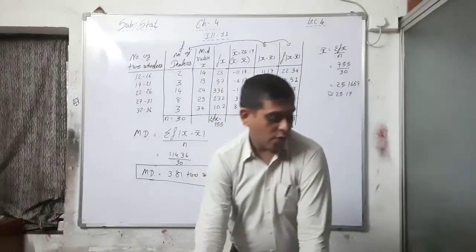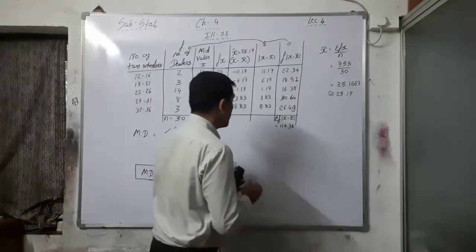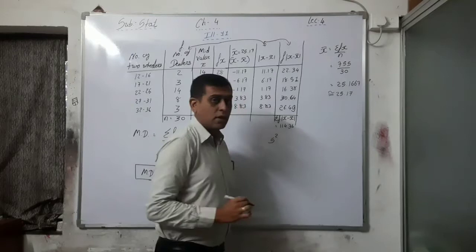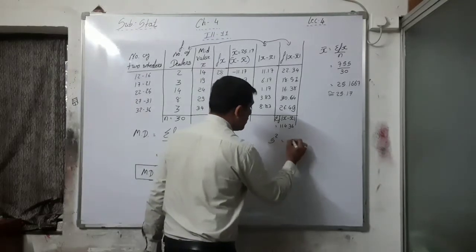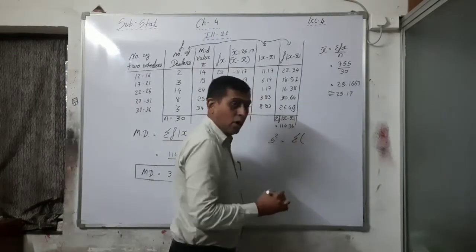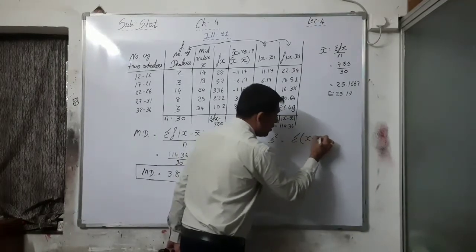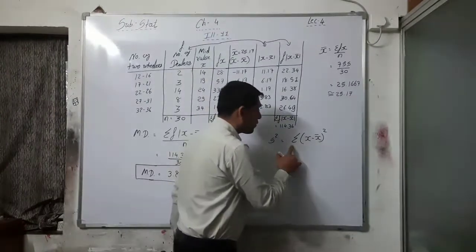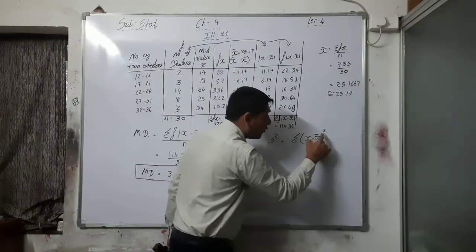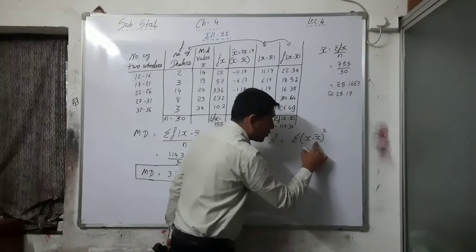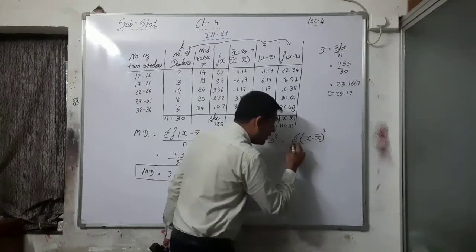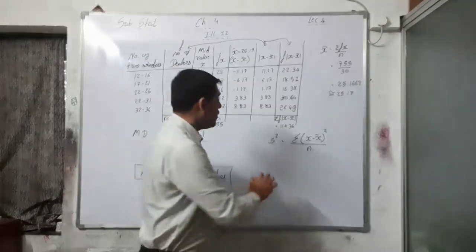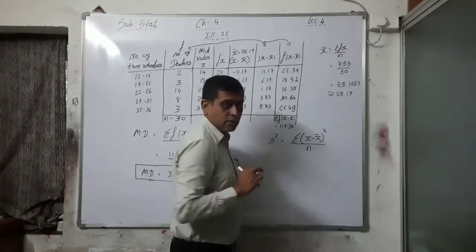What is the formula for variance? I'm writing it here: S square, that is the variance, equals sigma, the sum of the square of deviations taken from the mean, (x minus x bar), divided by the total number of observations, n. This is how we find the variance.